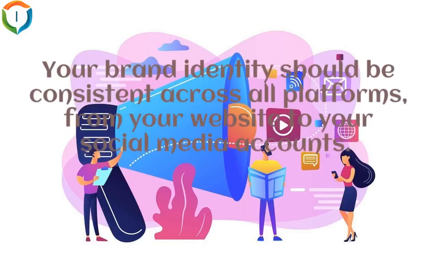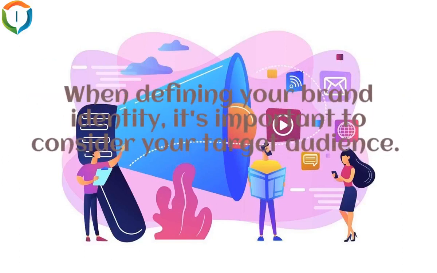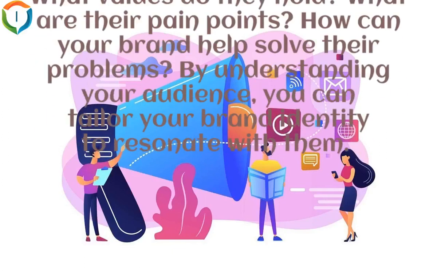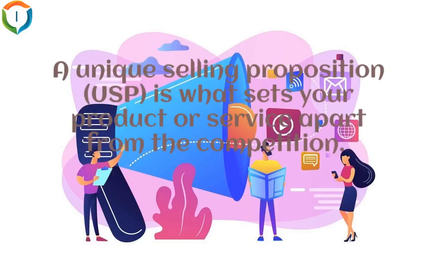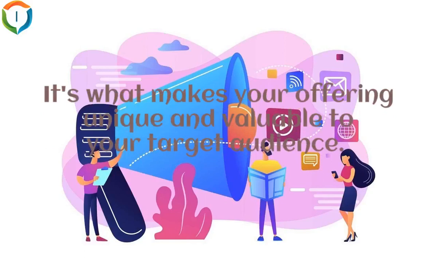Developing a unique approach to advertising is crucial in beating out your competition. It starts with defining your brand identity, creating a unique selling proposition, and crafting your marketing message. Defining your brand identity. The first step in developing a unique approach is defining your brand identity. This includes everything from your company's mission statement to your logo and color scheme. Your brand identity should be consistent across all platforms, from your website to your social media accounts.